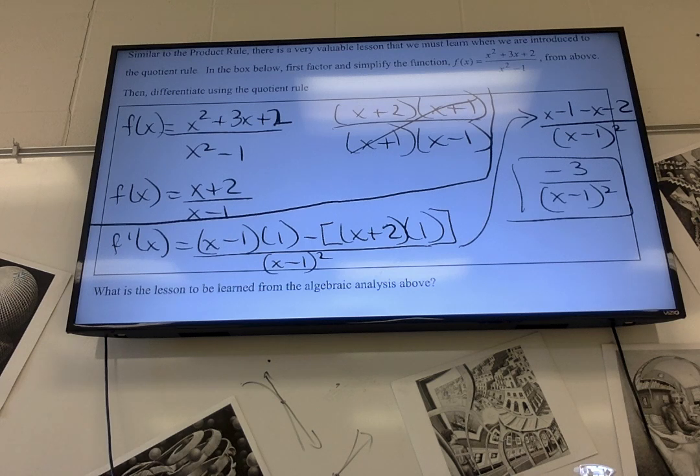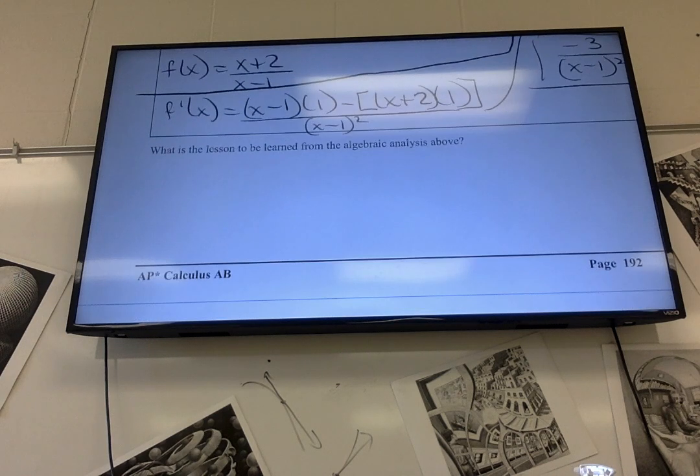So, basically, the moral of the story here is to factor first. If you can factor and simplify before you take the derivative, do that. Then there's less to take the derivative of. And that's what we're putting here.